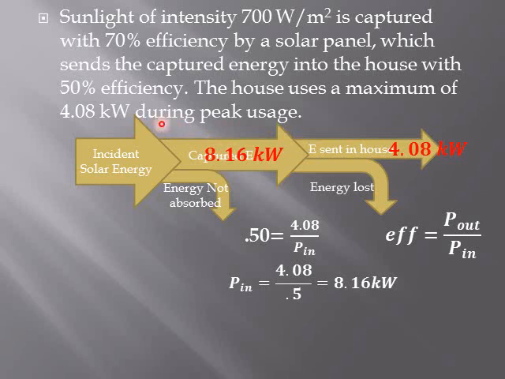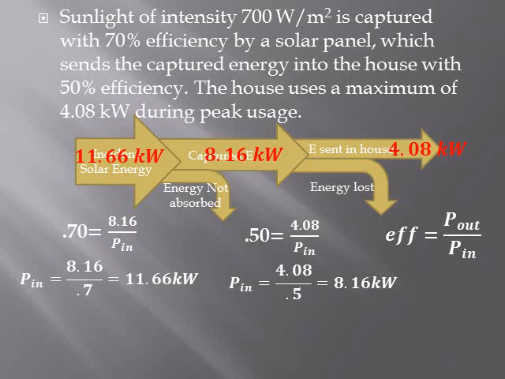Now this amount of energy came from this energy over here, which lost energy in this process, and it was 70% efficient. So we can use efficiency again, right? This time 70%, and this time the stuff coming out in this process is the 8.16. So we plug that into the out, and we solve for the amount going in during this process, and we get 11.66 kilowatts. Now, what do we do with this energy? This is the amount of energy that we know that it is absorbing, right? So this will determine how much surface area we need.